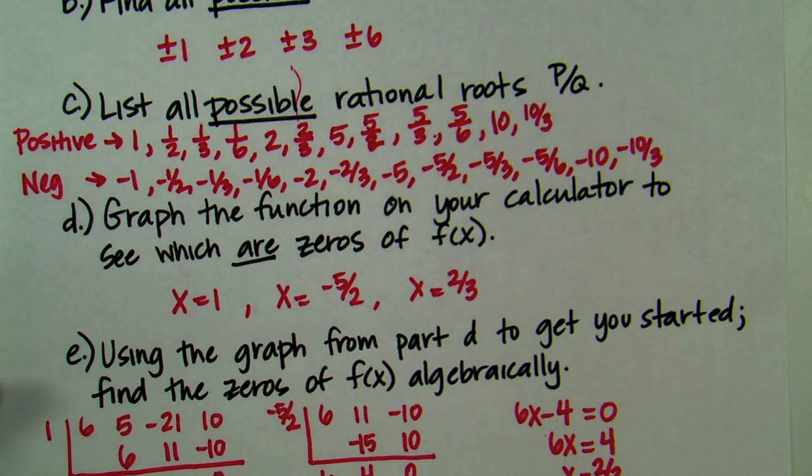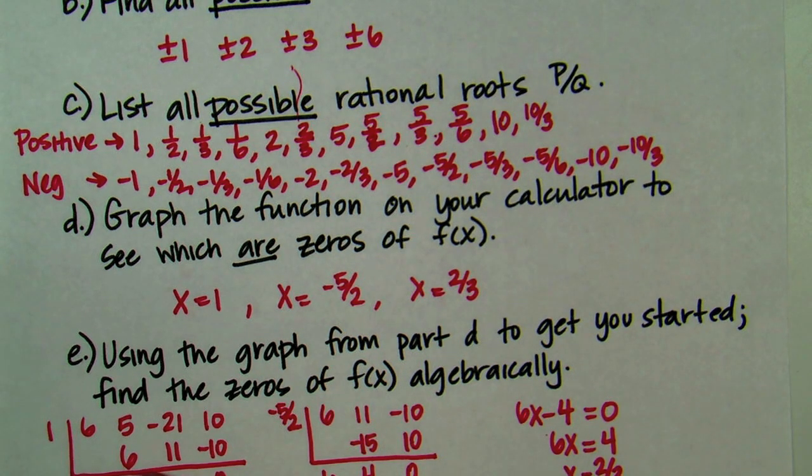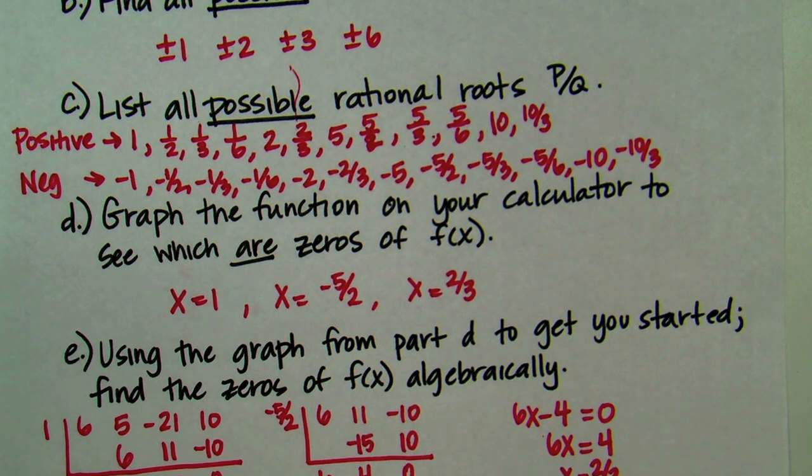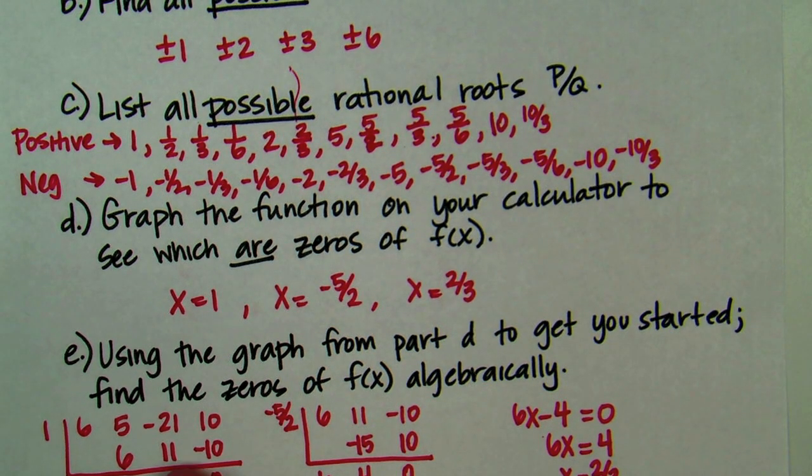So using synthetic division, we can divide x minus 1 into our original function. That was kind of cut off a little bit on the video there, but you can see we've got the 1 on the outside, our function's coefficients on the inside, and then we do get 0 as our remainder. So 1 is a factor. -5/2, same thing.